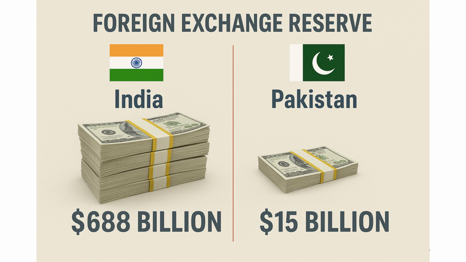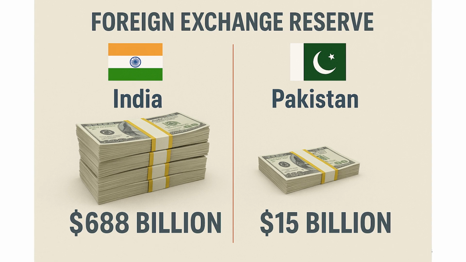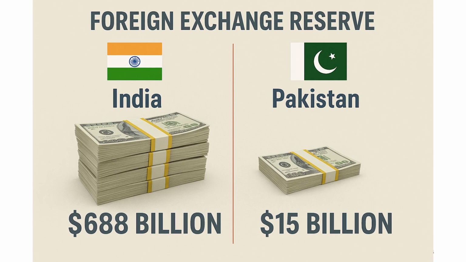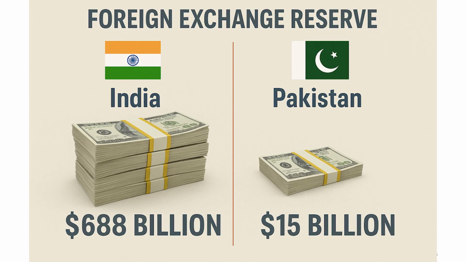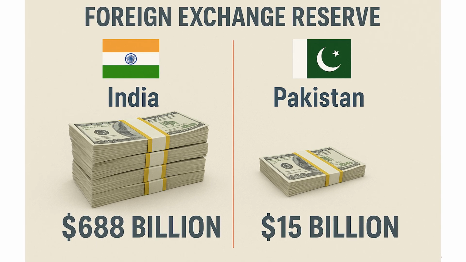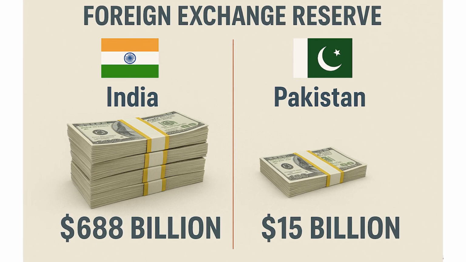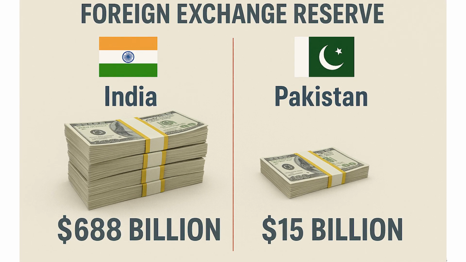Now, lastly, at the macro level, what you need to see is the foreign exchange reserve. Why that's important is that India's foreign exchange reserve of $688 billion is 46 times that of Pakistan. Now, in any conflict, the currencies are going to take a hit. There would be uncertainty in the market. This foreign exchange reserve is going to prevent an economy from going down.